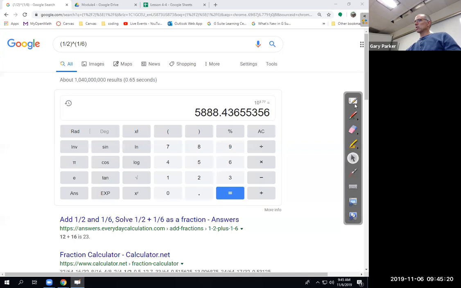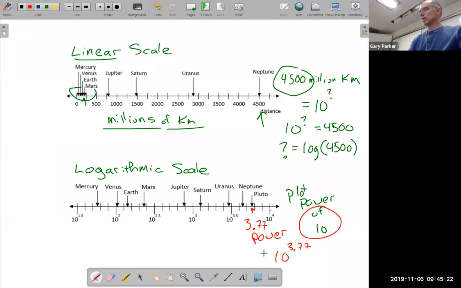So I think this is about 5,900. And again, that's millions of kilometers. So that's pretty far out there.